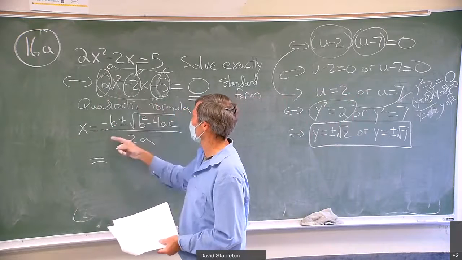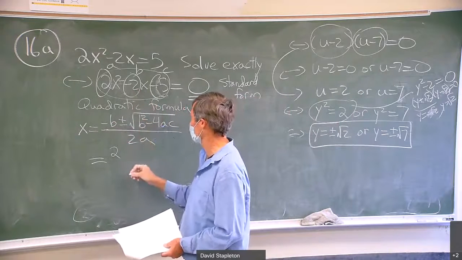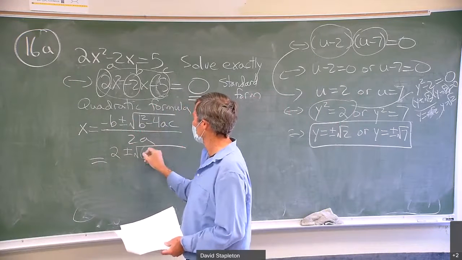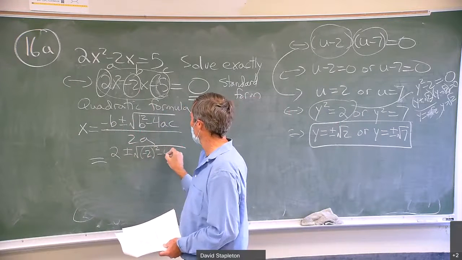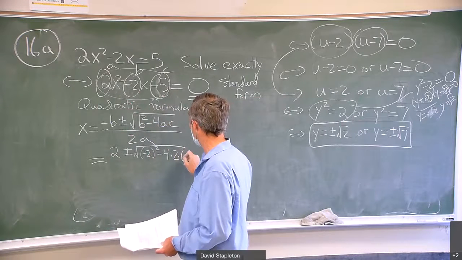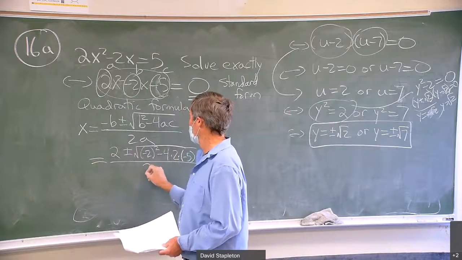Minus b is minus 2, so minus b is plus 2. Some people put minus 2 here, too many minuses. Plus or minus square root of minus 2 squared minus 4 times a is 2, and c is minus 5. Some people forgot the minus on that one. And all over 2a, 2 times 2.